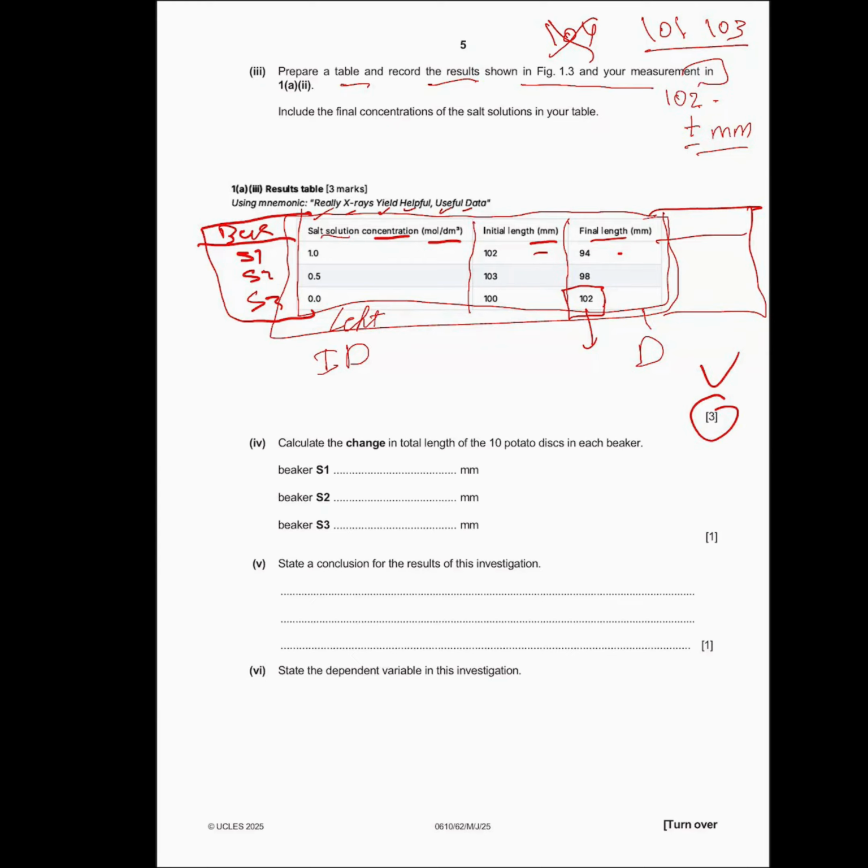Next, calculate the change in the total length. It's very easy. For S1, started with the 0.2, ended with 94.